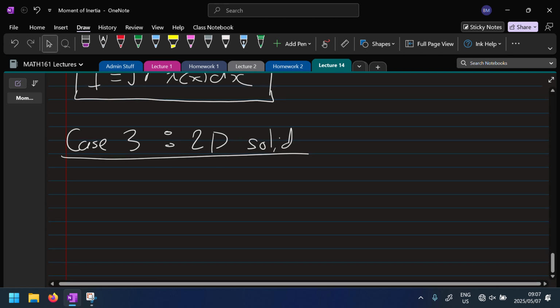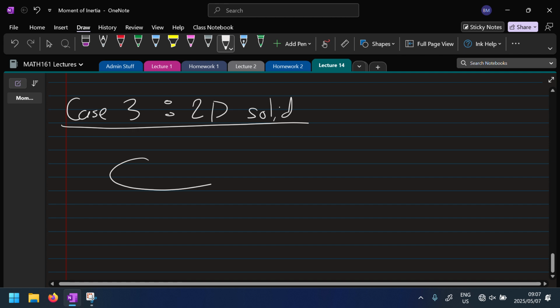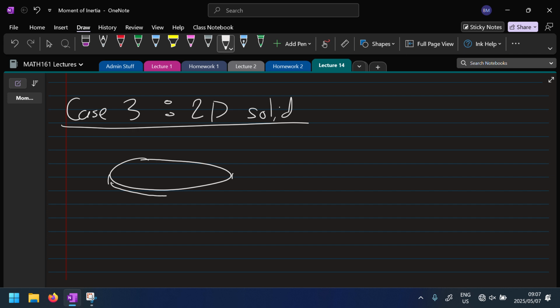So 2D solid. Let's imagine we have something like this. It's a very thin disk. It's very, very thin, so you can imagine this as just 2D.